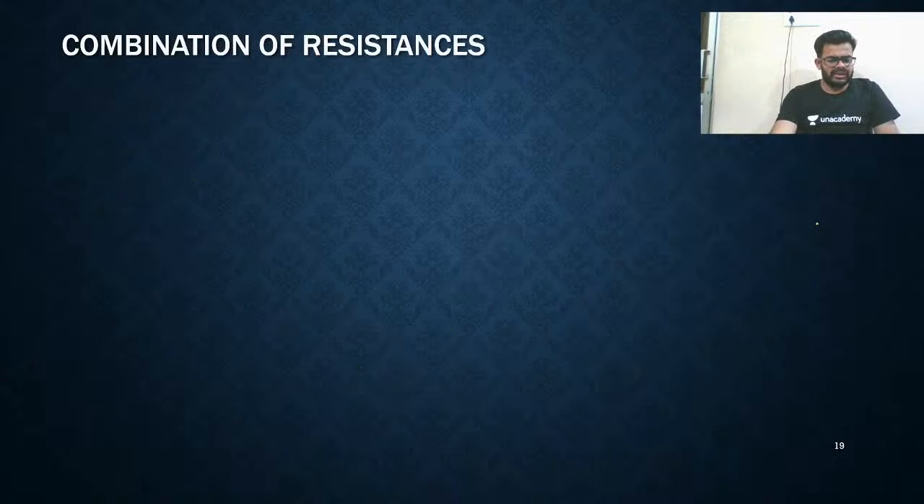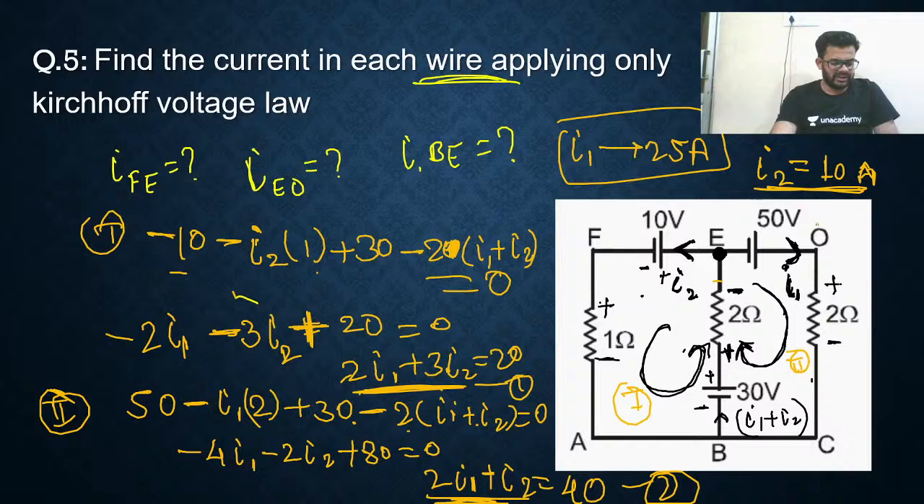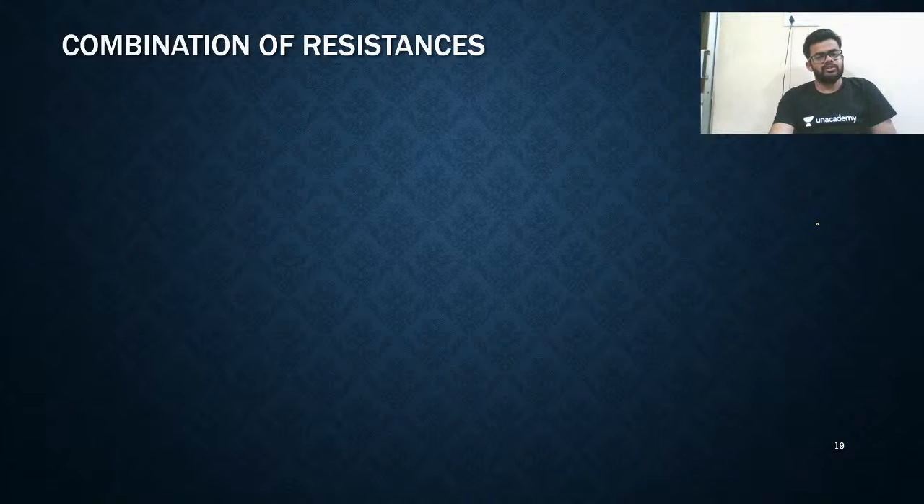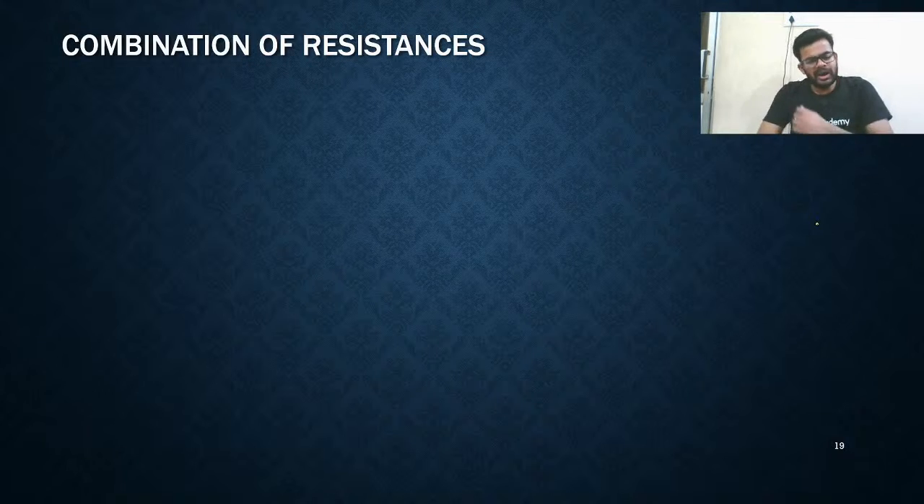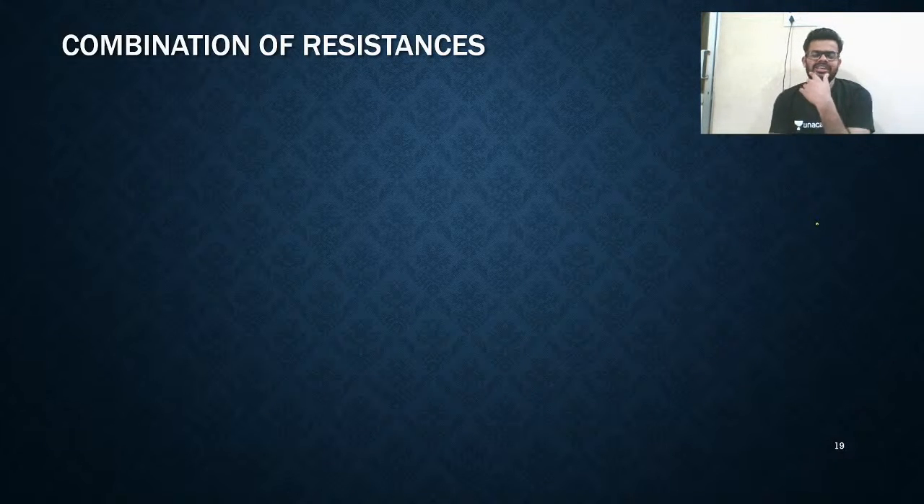Now we can start combination of resistance. Right. Very good. So now let us start combination of resistance. Why is this topic introduced if we have KVL, KCL? My dear, you cannot always apply KVL and KCL because it is time taking. You know? It is time taking.